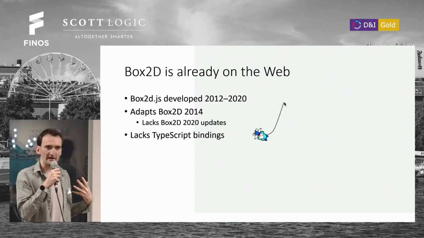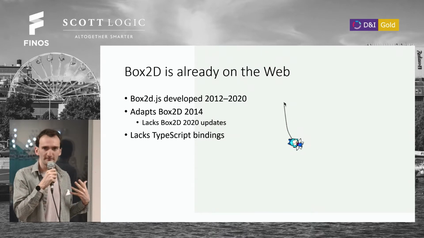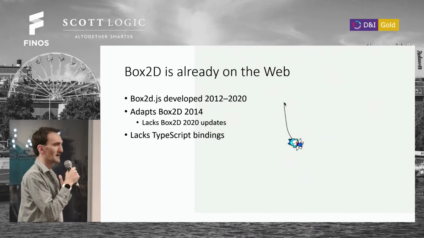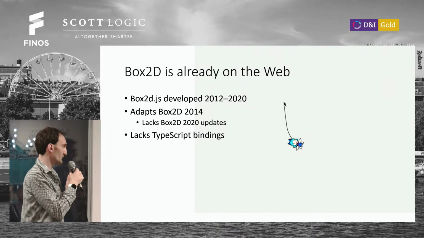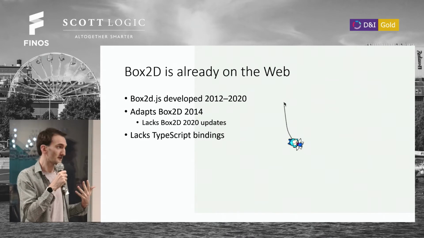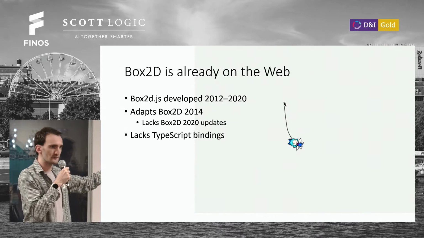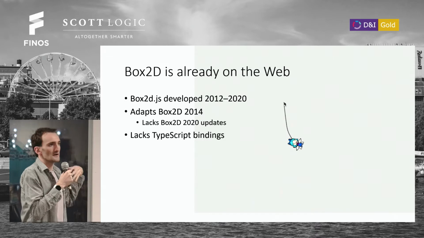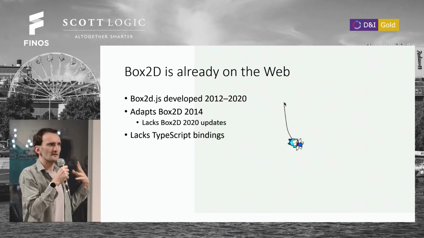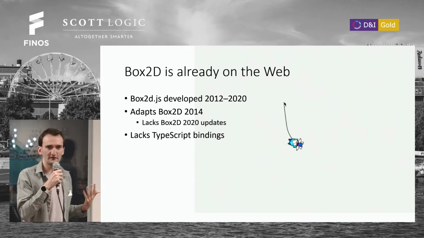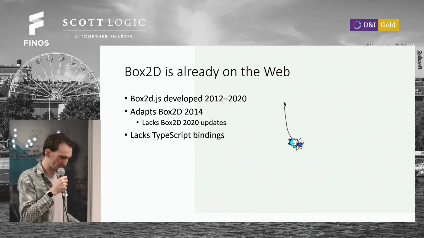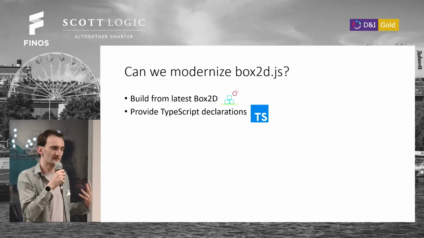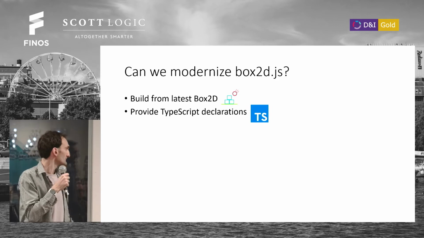The problem with Box2D.js is it's a bit out of date. It adapts Box2D, the physics engine, as of 2014, but it misses out on all of the 2020 updates. It misses out on rope physics. So that was my attempt to simulate rope physics like a decade ago. It's not ready for the modern web because there's 1,500 functions and it doesn't tell you what they are. You need TypeScript bindings if you want to use Box2D. So can we modernize this? I'd like the latest Box2D, and I'd like TypeScript declarations.